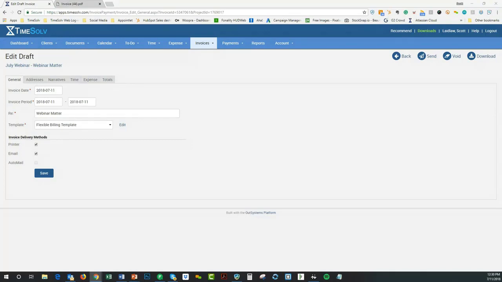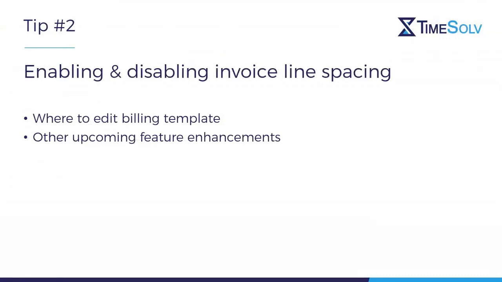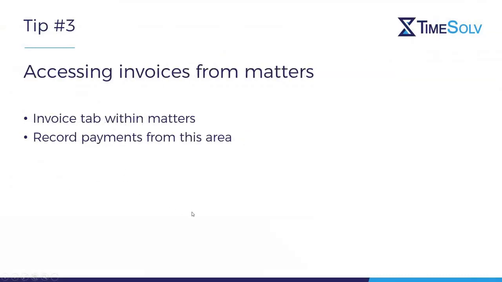Tip number 3 is about, and this is a quick one, accessing your invoices from matters. I'm kind of surprised this has come up, but our support staff said, yeah, we get this question from time to time, and we really should go over it. The invoice tab within your matters is a great place to view all invoices that you sent for a particular matter. And it's also an area where you can record payments.